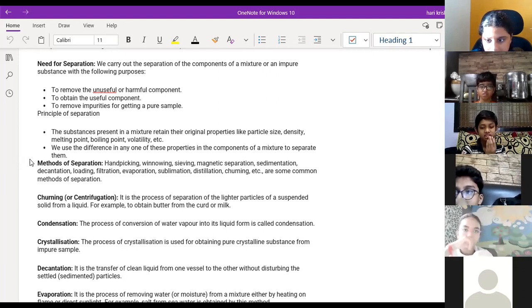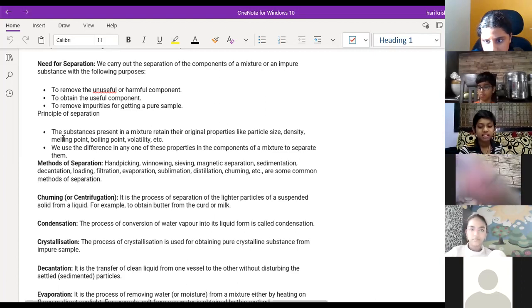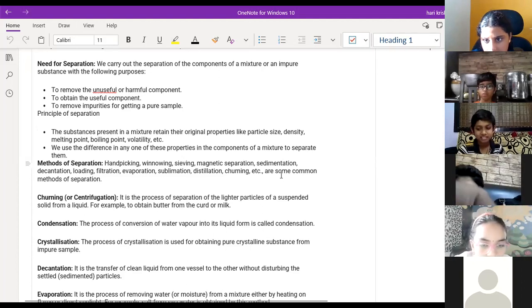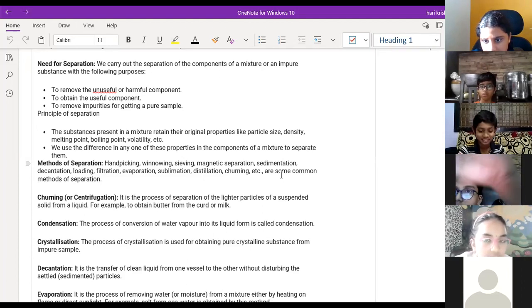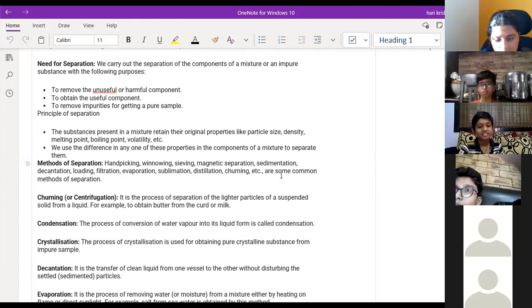Sir, I have one doubt. What, Ashwath? You are not understanding what is homogeneous and heterogeneous? Sir, I have no doubt about the question, just how do you pronounce them, sir? Homogeneous and heterogeneous. Yeah, heterogeneous.